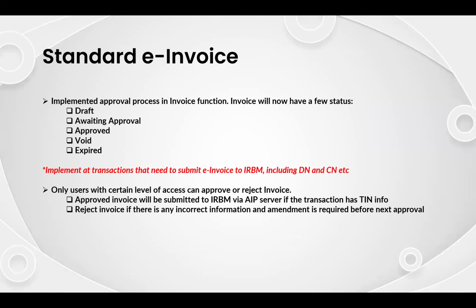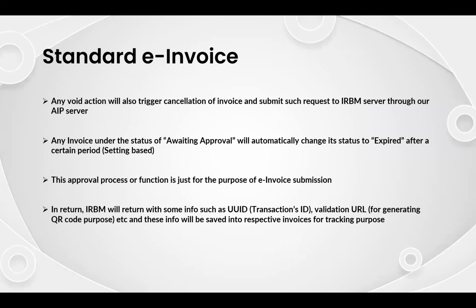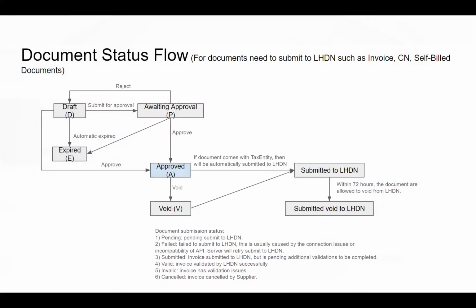Standard e-invoice in AutoCount. These are the functions: we have draft, awaiting approval, approved, void, and expired. Okay? So why do we have these functions? Because as you see, 72 hours is the major golden hour; after 72 hours you are not allowed to cancel, delete, or void. So some companies would like to have an approval function.